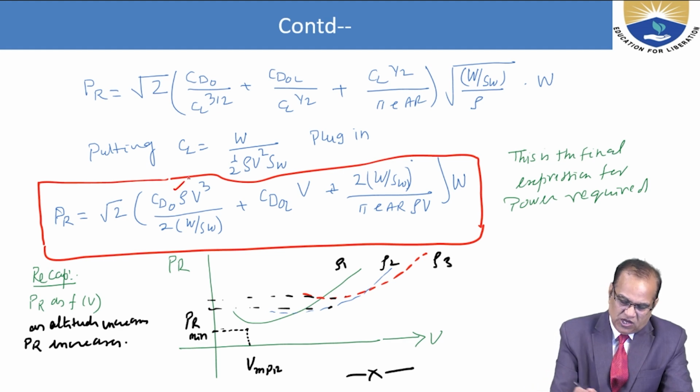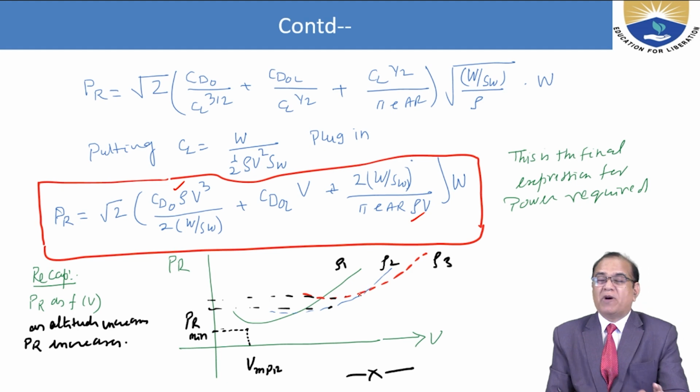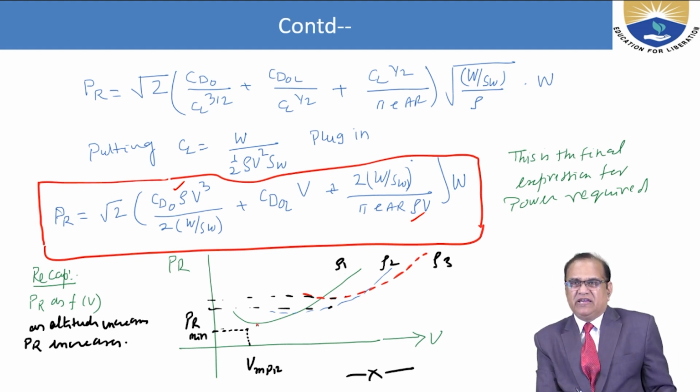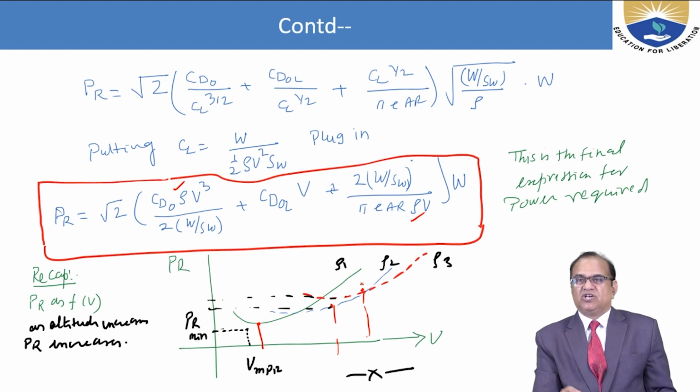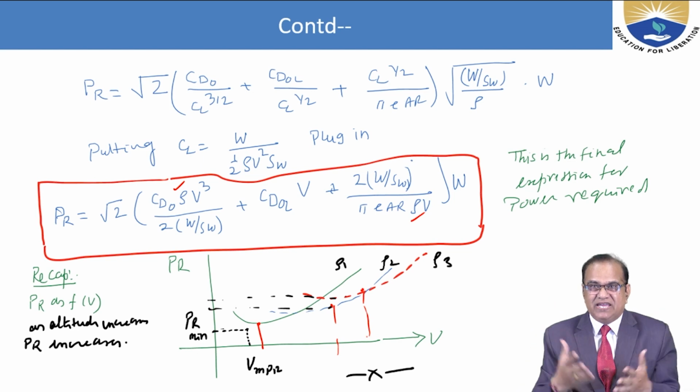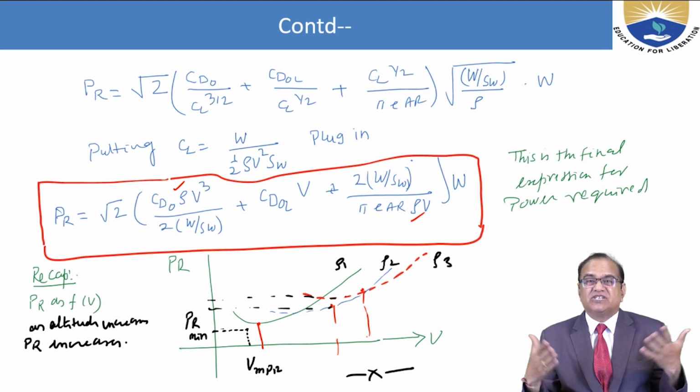If you see here, rho is here, rho is here. So as you increase the altitude, your power required will also be increasing. The minimum velocity will also be increasing, and your power required will also be increasing. So as you go to higher and higher altitude, your power required will be high and your minimum velocity will also be high.